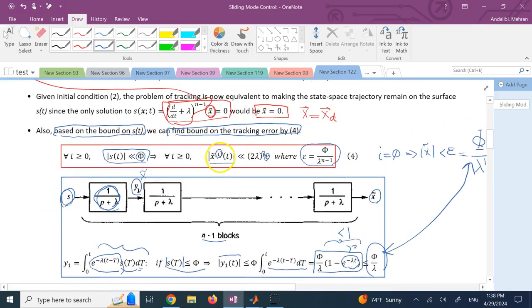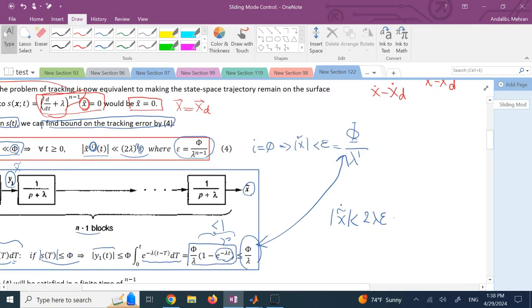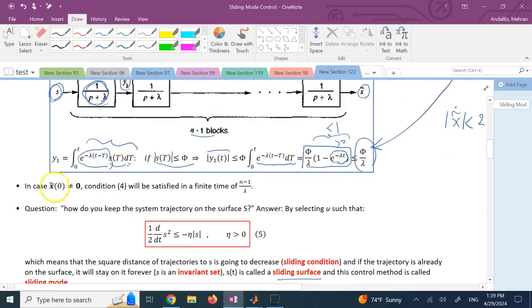Not only on the tracking error, you can have bounds on the ith derivative of the tracking error as well, where here this 2 lambda to the i, for instance, in this case, if I want a bound on x tilde dot, that is going to be less than what? Less than 2 lambda times epsilon. Epsilon is still the same definition, so it's going to be 2 lambda times phi over lambda, so it's going to be less than or equal to phi. Okay, so you can find bounds on the tracking error and all of its derivatives.